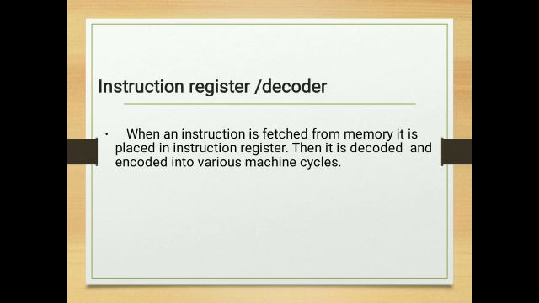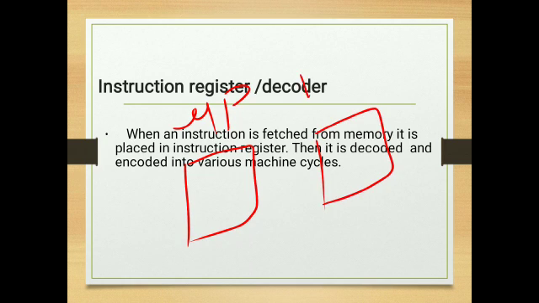Instruction register or decoder. When an instruction is fetched from memory, it is placed in the instruction register, then it is decoded and encoded into various machine cycles. Here I will explain through a diagram. This is the microprocessor and this is memory. In the 8085 microprocessor, memory is externally connected.